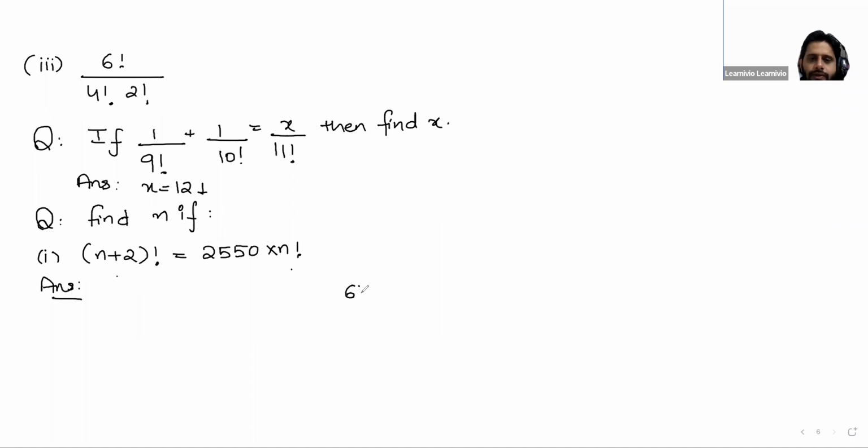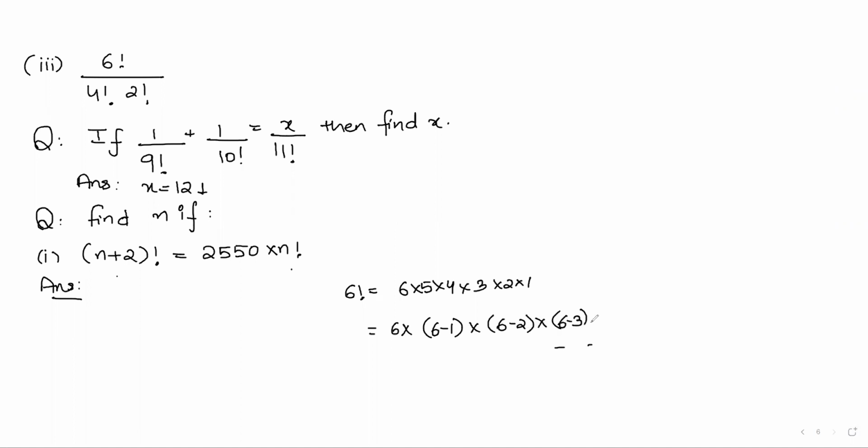Now, suppose we have 6 factorial, then we write 6 into 5 into 4 into 3 into 2 into 1 and so on. So if this is 6 factorial, then first we will write 6. Next number will be 6 minus 1. Next number will be 6 minus 2. Next one will be 6 minus 3 and so on. Correct? Yes, sir.